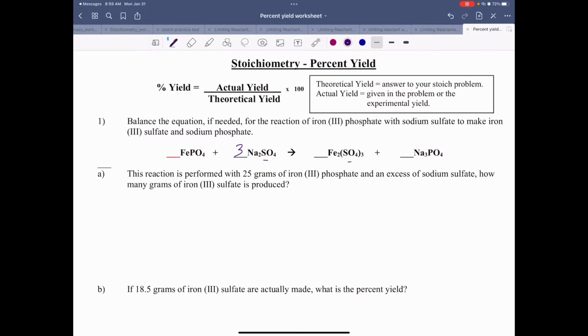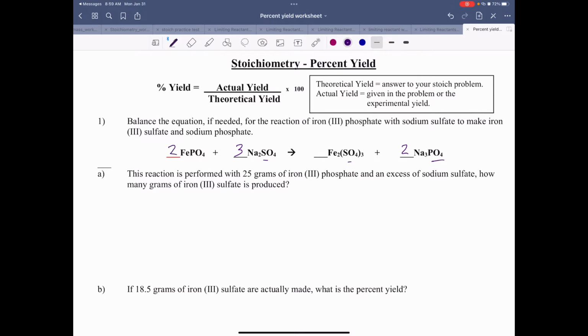So I'm good on the sulfates now. We got 3 on both sides. However, I got 6 sodiums over here, only 2 over there. There's an easy way to fix that. What if I put a 2 right there? Okay, so now I'm good on the sulfates. I'm good on the sodiums. But now I got 2 phosphates over here. And what if I put a 2 right here to take care of that problem?